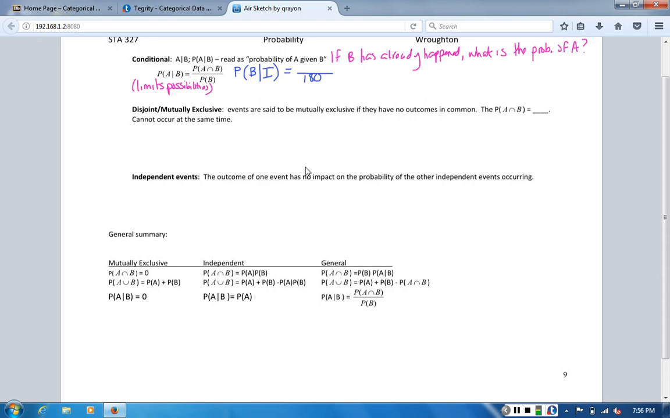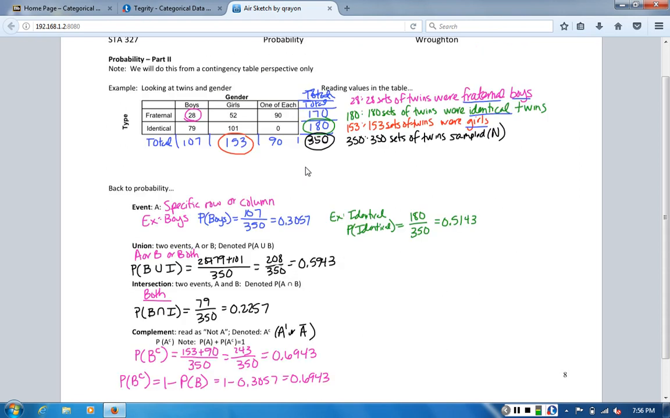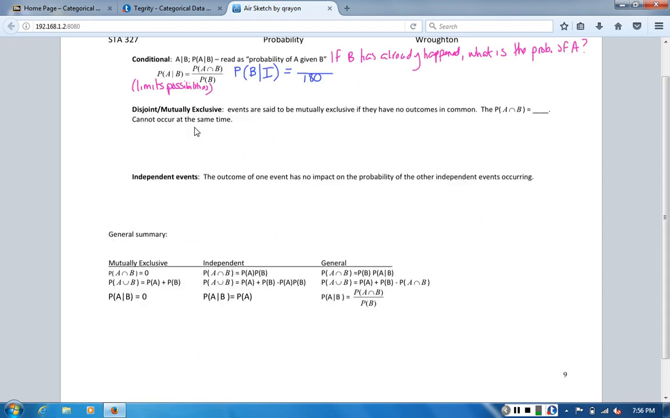Now that I know they are all identical, how many of those identical twins are boys? Well, it's just that 79. So when I actually calculate my probability here, it's just that 79 out of the 180. And this is where you see how it limits the possibilities. I no longer have that 350 on the bottom. It has to be identical twins now, which is reducing it down to that 180 on the bottom.